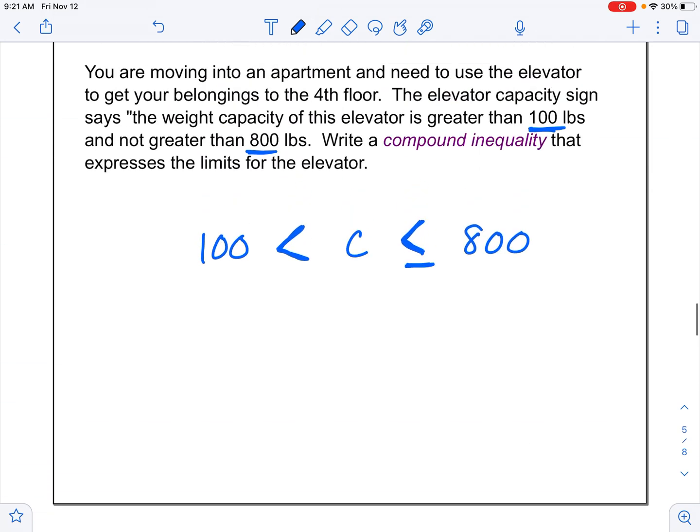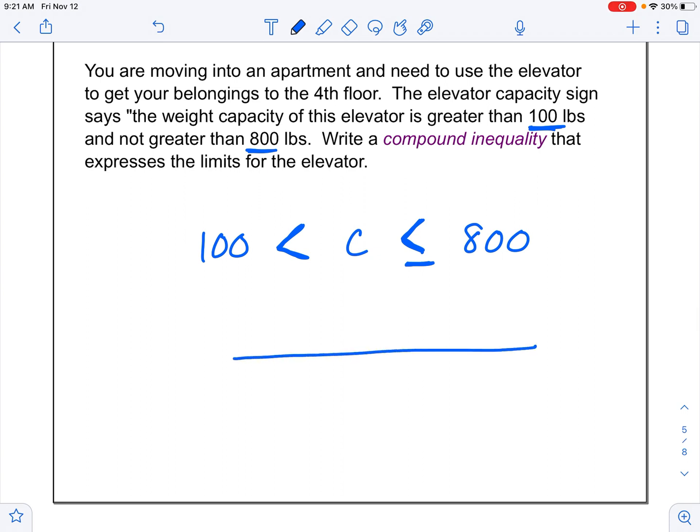So let's go back and do this last one. Number line. Here's 100. Here's 800. Here's my 0. 100 is open. 800 is solid, and they graph toward each other.